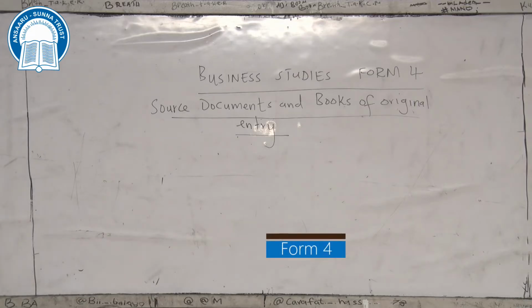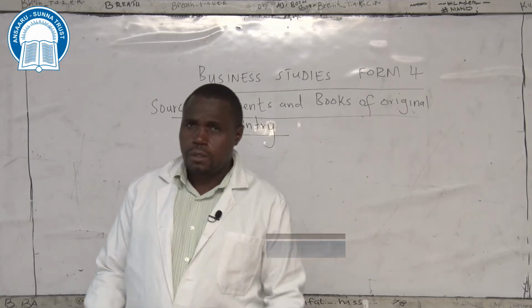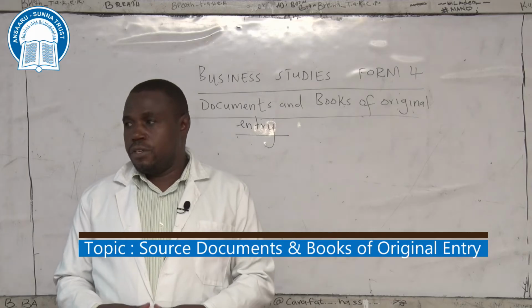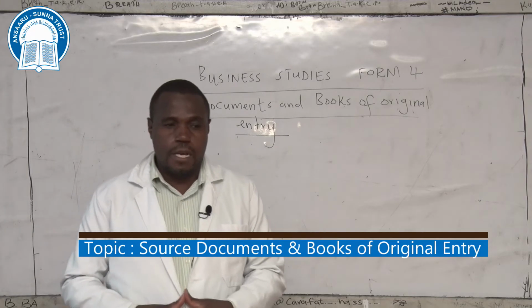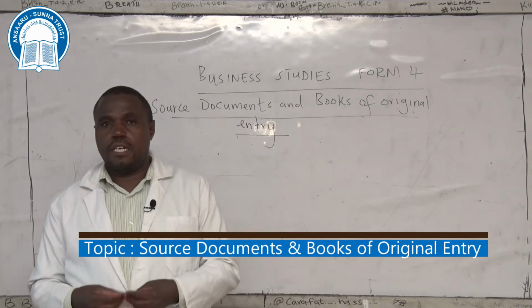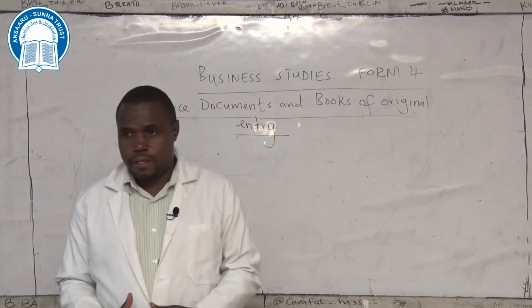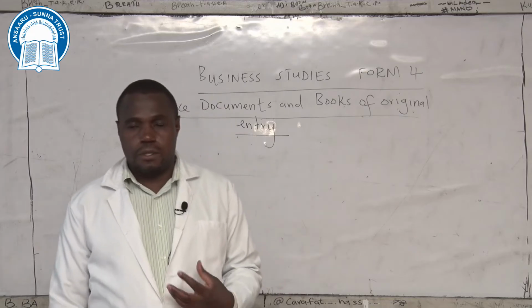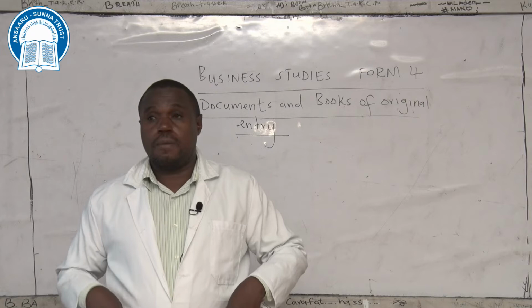Now, source documents by definition, these are documents from which original information is extracted. Original information for a transaction. When a transaction takes place, the documents that are issued by either the seller or the buyer. So these documents contain the original information concerning a transaction. So that is what source documents are.